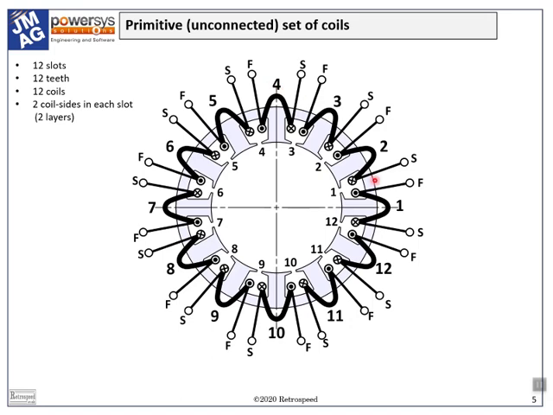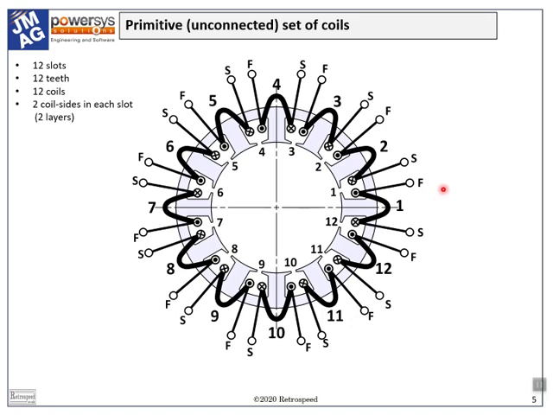The coils are shown in the same drawing style as in the previous slide, but they are unconnected and there is no current flowing. This set of coils is sometimes called the primitive set in the theory of windings, and we will return to that concept later when we calculate the inductance.